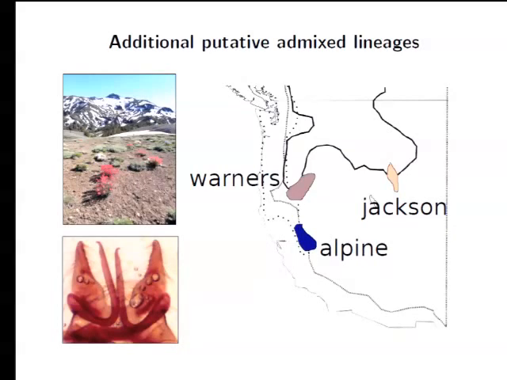All three of these are found at high elevation in alpine habitats, particularly Alpine and Warner's Lyciides. And as I'll argue throughout this talk, all three of these things seem to be lineages of hybrid origin.